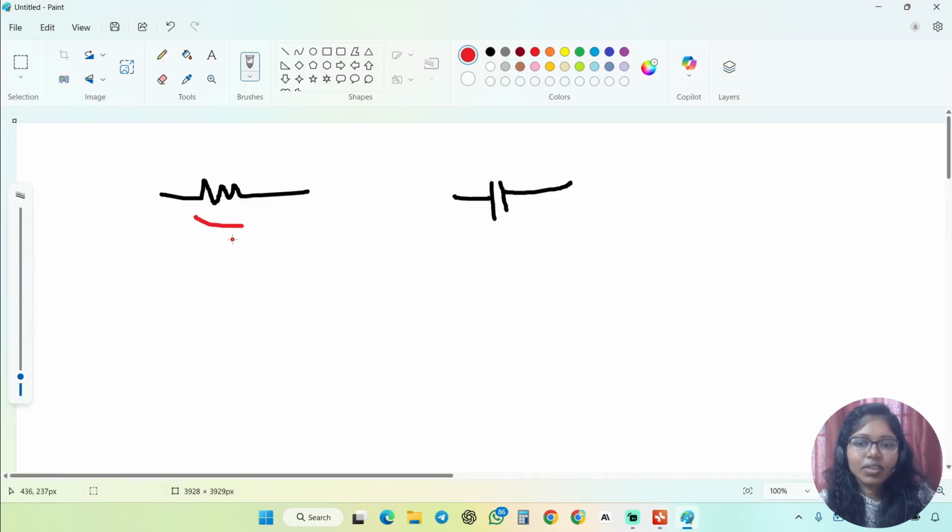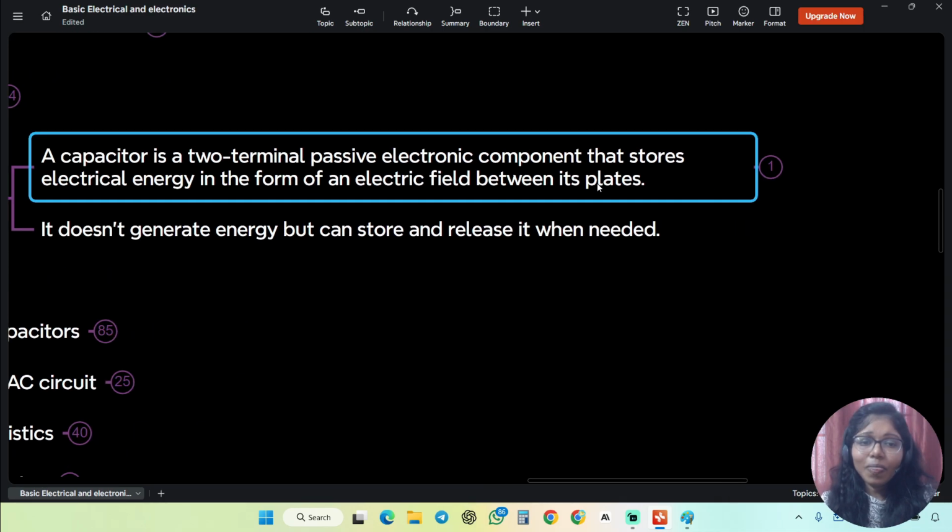In the resistor, we studied that it drops some voltage and limits some current. But in this case, the capacitor is an electronic component which is used for storing charges. The main important thing is that it's for storing electrical energy, because whenever we are storing charges, that comes under electrical energy.